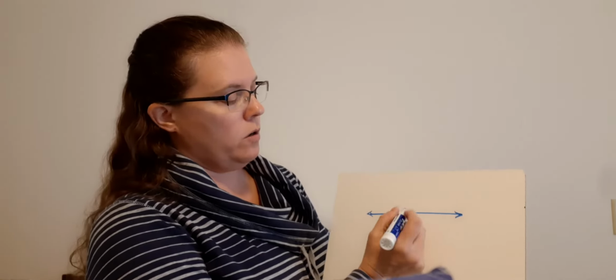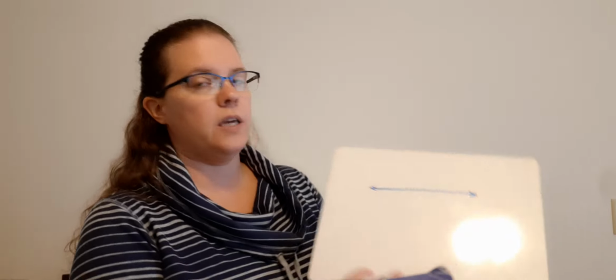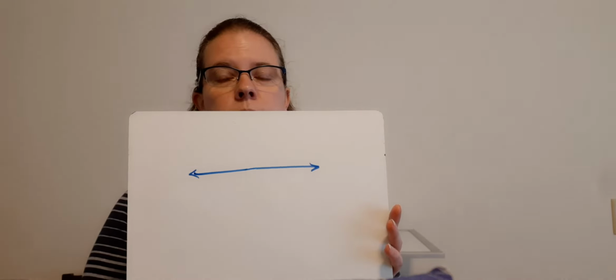Then we have a line. A line is a straight path, continues in both directions, and does not end. So your line looks like this. It has two arrows, one on each end. Now, that would be shown as this.